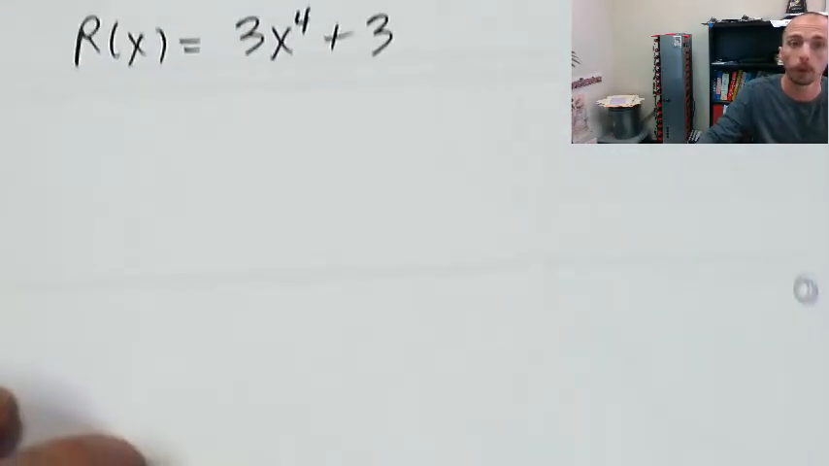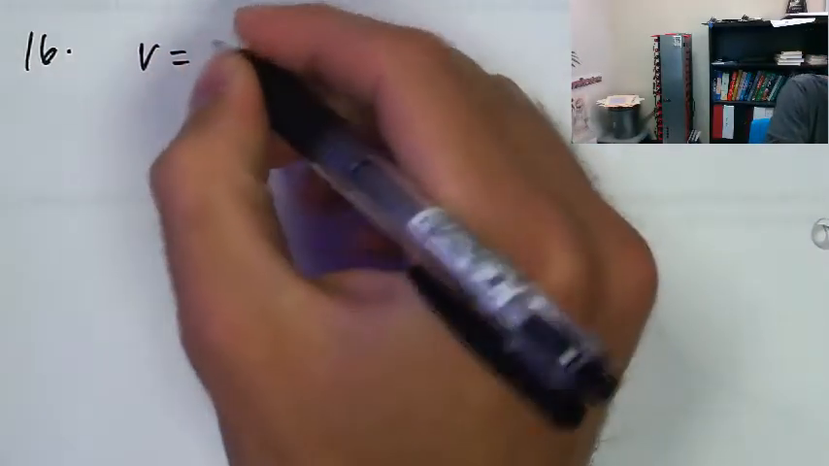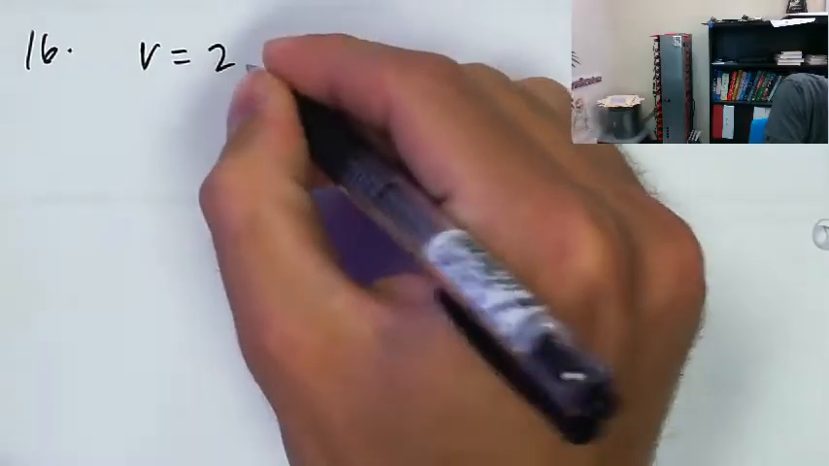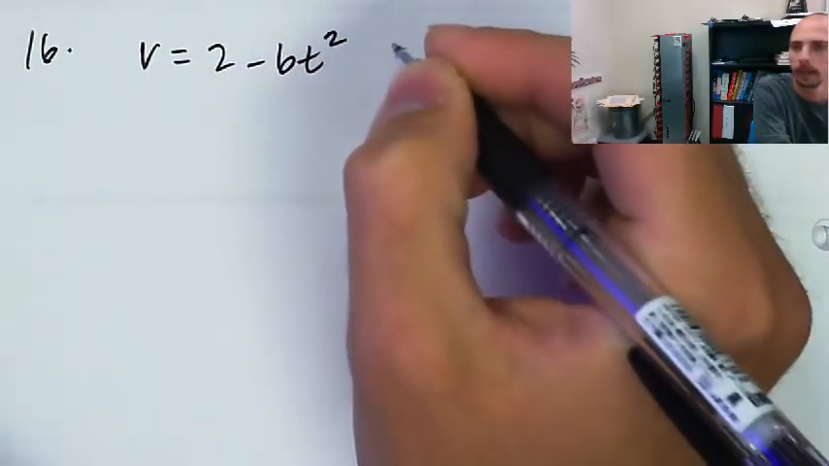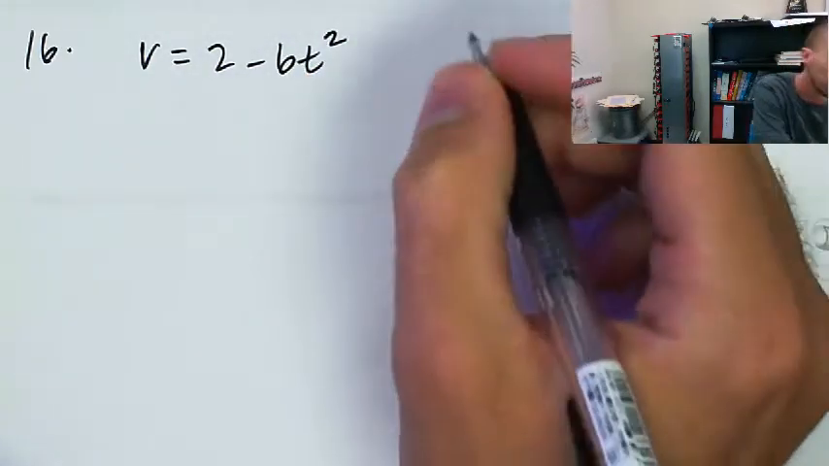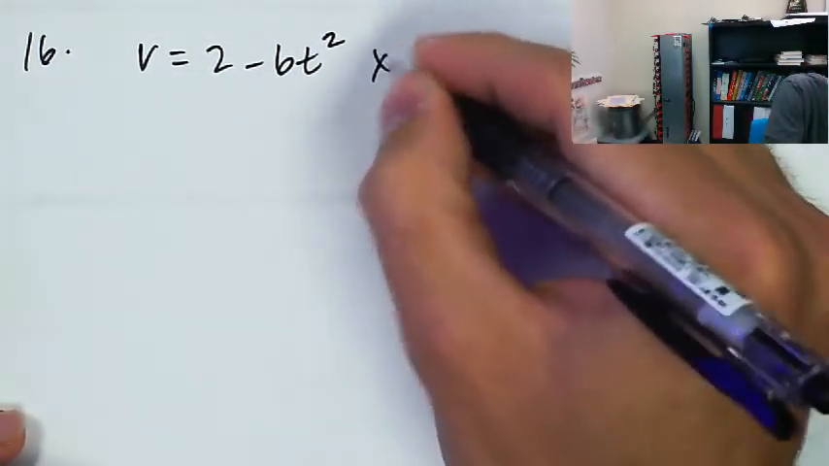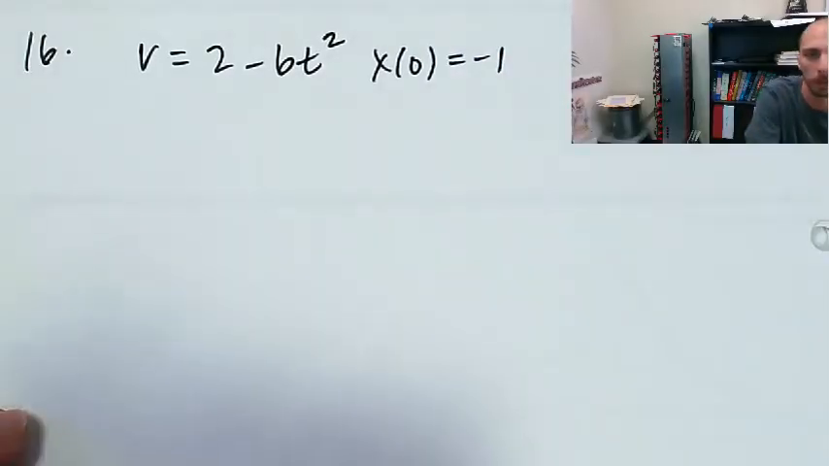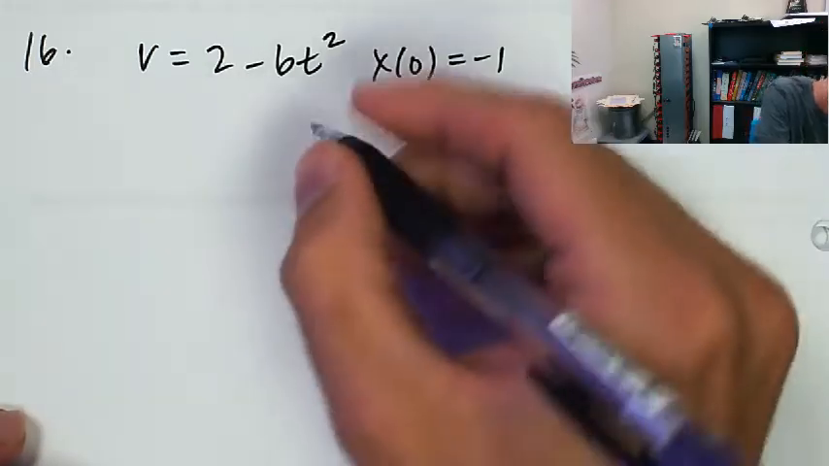Okay, now we've got some motion questions. That'll be good for us because, right, now that we know how to anti-differentiate, we might recover a position function from a velocity function. So this one's number 16. V equals 2 minus 6t squared. If the position of the particle is negative 1 at time 0, so also given as x of 0 equals negative 1, what is the position of the particle at time t equals 2?